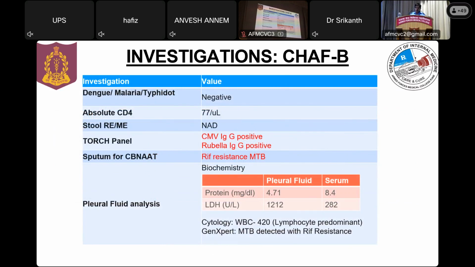His sputum for CBNAAT had detected Mycobacterium tuberculosis with rifampicin resistance, and pleural fluid analysis had revealed exudative features with raised LDH and cytology of 420 WBCs, which was lymphocyte predominant. And CBNAAT of pleural fluid also had revealed Mycobacterium tuberculosis with rifampicin resistance.